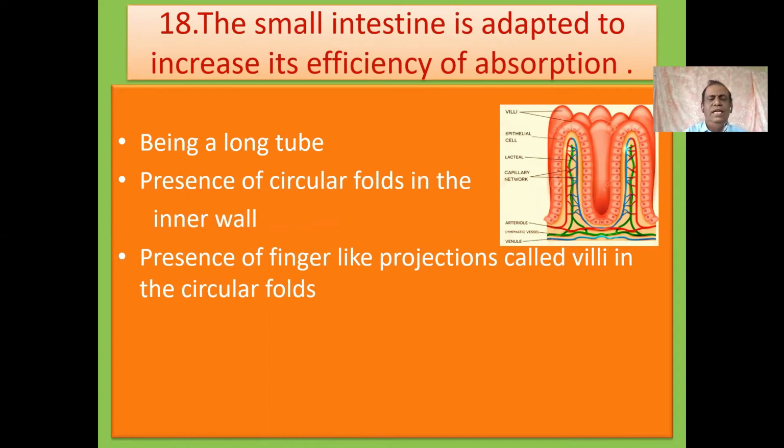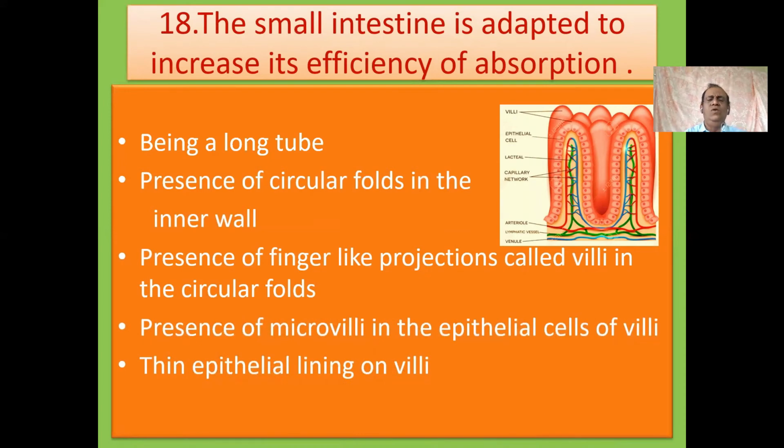The next adaptation is the presence of microvilli in the epithelial cells of the villi. That one also increases the surface for absorption of digested food. Finally, the thin epithelial lining of villi, very, very thin, mostly one cell thickness. Actually, that one is microscopic. The next thing, villi are highly vascularized. Vascularized means rich blood supply. Rich blood supply is found in the villi.